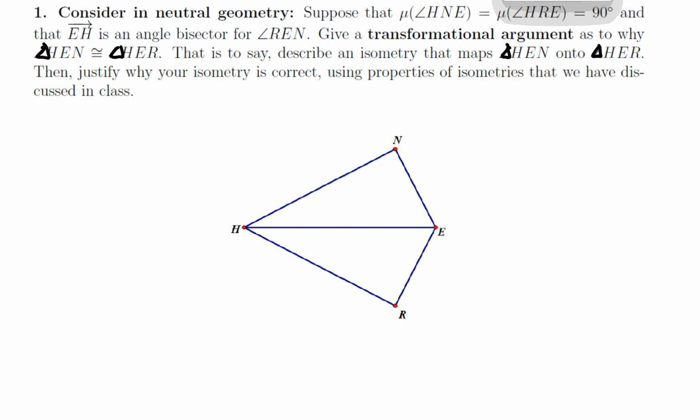In this video, I want to record at least one, maybe two examples of transformational arguments, the likes of which you might have to do in a discussion. This is a question I've asked of young adults before. We're going to suppose that there are a couple of right angles in that picture and that EH is an angle bisector for angle REN, and those are the only things we're assuming. And we're going to give a transformational argument as to why triangle HEN is congruent to triangle HER.